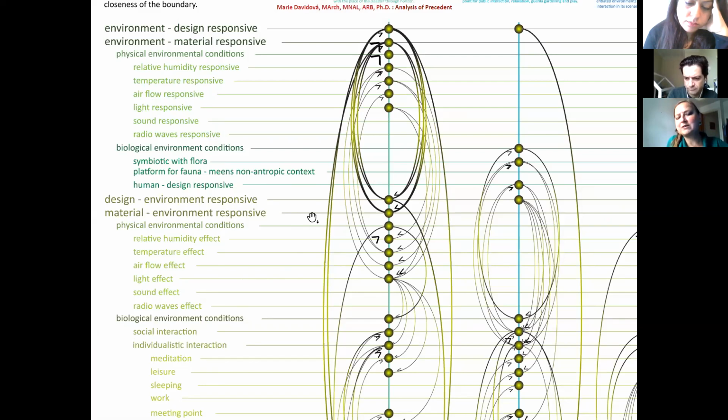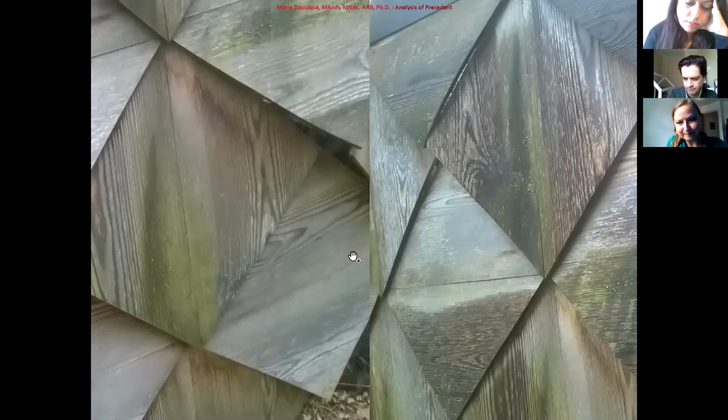So I had to understand, I actually analyzed my own designs to understand what I'm up to. And this is the responsive screen. I designed the responsive screen so that the wood warps and makes holes in the screen, so the airflow can flow through when you get the climate you want, and the screen closes when you have too high relative humidity and too low temperature.